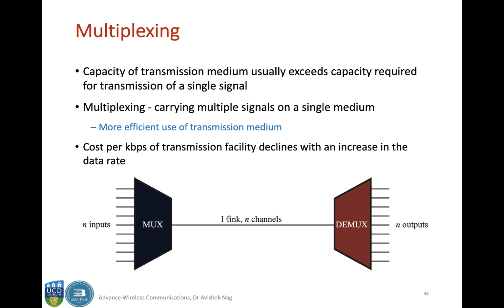So a common practice is to have multiple signals. You have n signals all multiplexed together, and through this single link you are sending n signals in n parallel channels, and then at the receiver you are demultiplexing to get back your n outputs again. In that way your cost per kilobits per second of transmission declines, and you can have an effective increase in the total data rate.